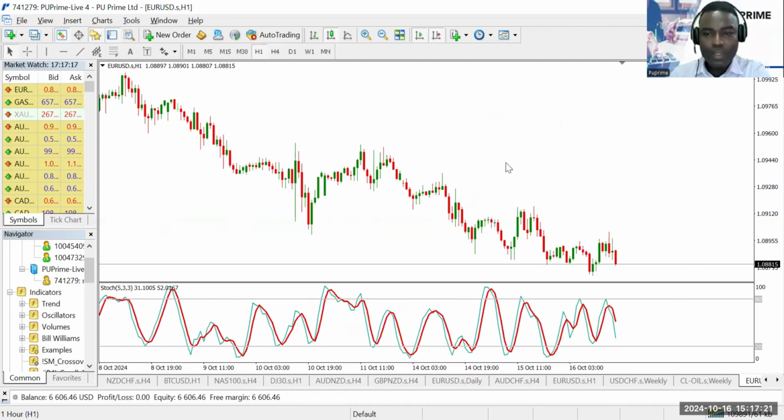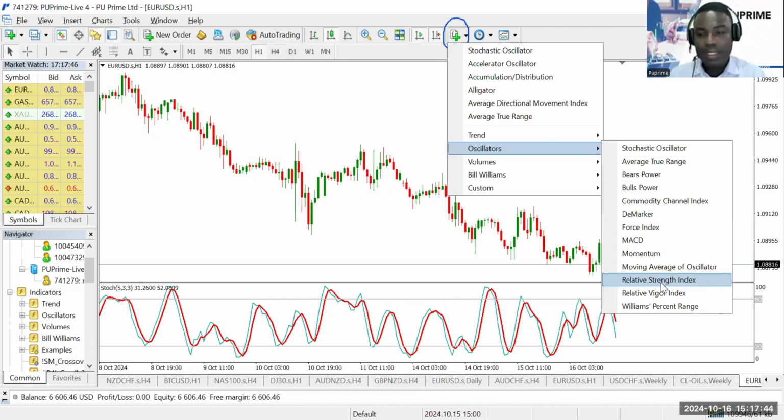All right, so that's the stochastics indicator, or stochastic oscillator. Now we'll go to the next oscillator, and that will be the relative strength index. Again, we'll come to this section that shows us the indicators, the indicator section. We'll click the drop-down menu, and we'll go over to oscillators, and we'll go to the relative strength index, RSI. So we'll click the RSI, and this menu will appear on the screen.